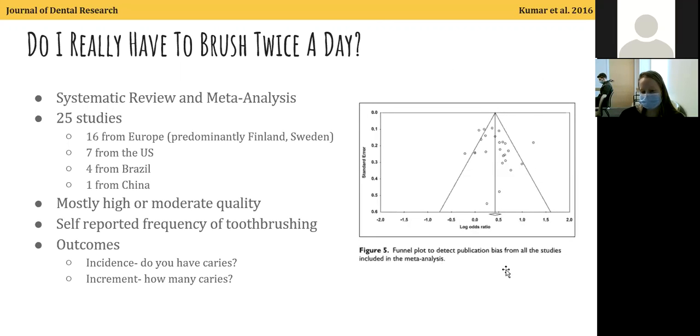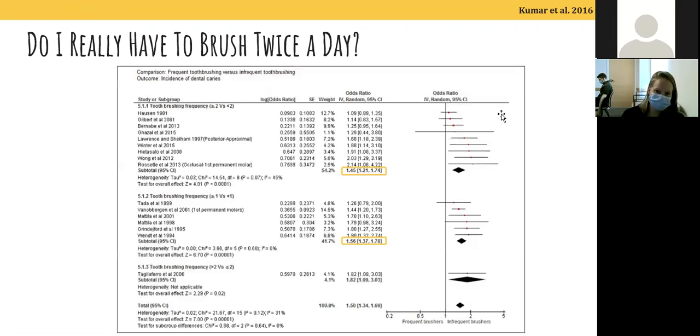This graph to the right, for those of you who are familiar with meta-analyses, is a funnel plot. It's used to detect publication bias, which is the tendency for studies to be published only if they have significant results. And as long as most of the studies are underneath the funnel plot, then you can be assured that the meta-analysis is not subject to publication bias.